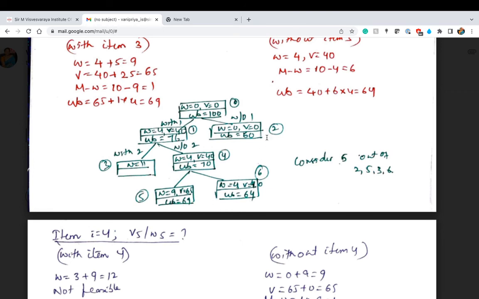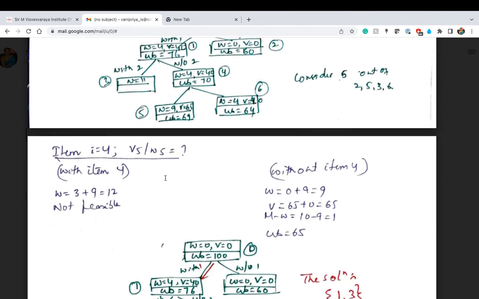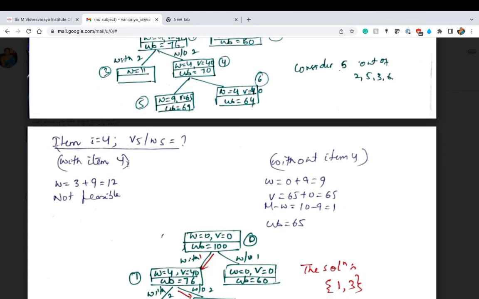So now consider 2, 5 and 6. If you are considering 2, 5, and if you consider 3 also, no problem, because it is not promising, we can also leave that. That is not a problem if you consider 2, 5, 3 and 6, right? Okay, so which is the promising node? This will become the promising node. So next is item number 4. I is equal to 4.